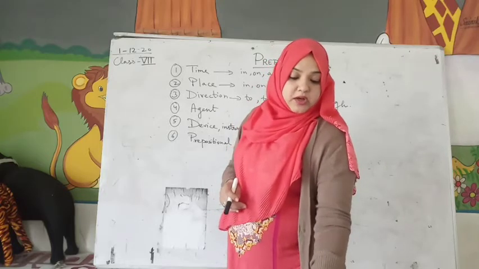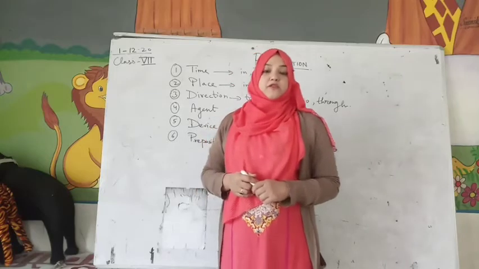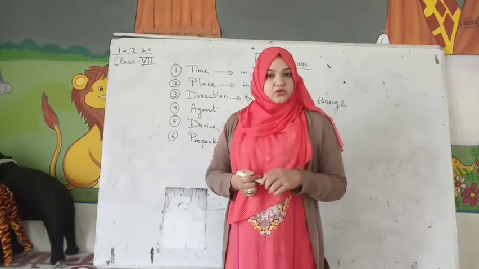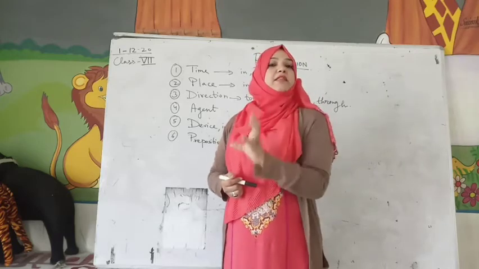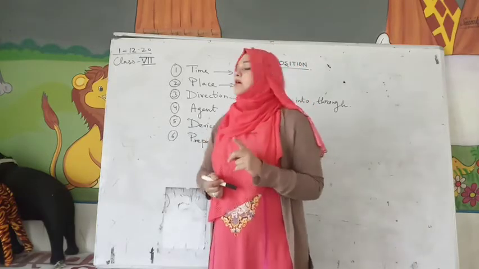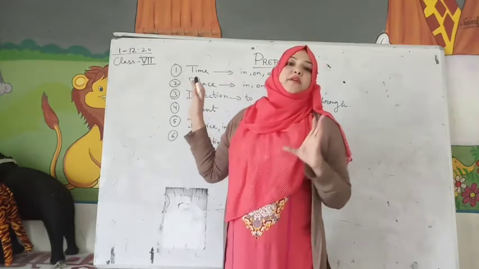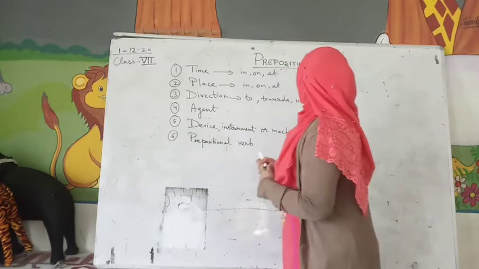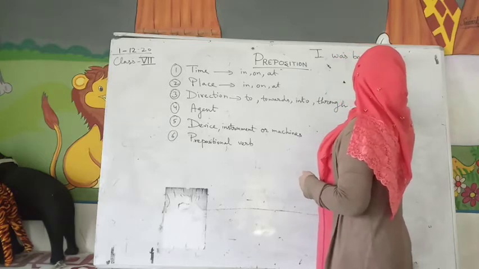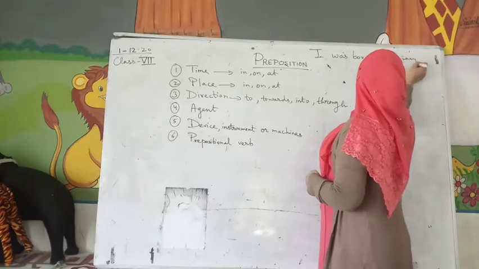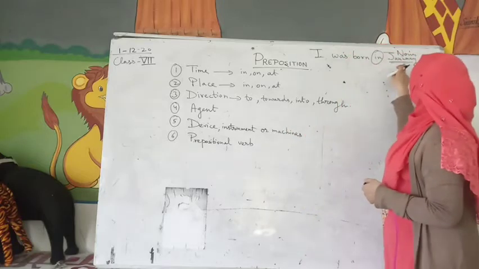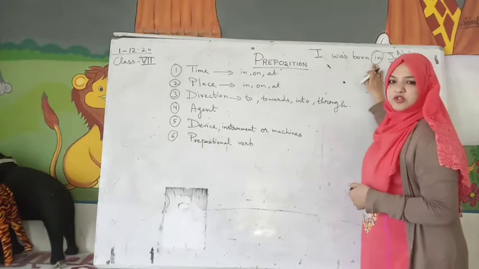So in is used when you are talking about months. So okay, if any month is there, like for example, I was born in January. So in January. So whenever any month is mentioned, you will put in over there. And always remember, preposition comes before noun. Okay. So when I say I was born in January, January is noun, and in is preposition. So always preposition will come before noun.